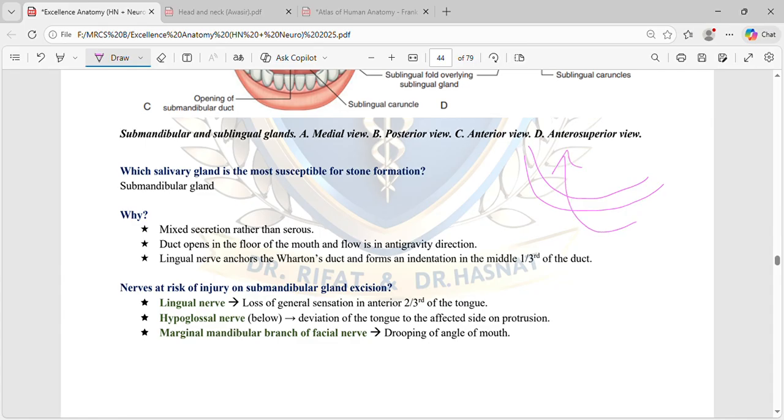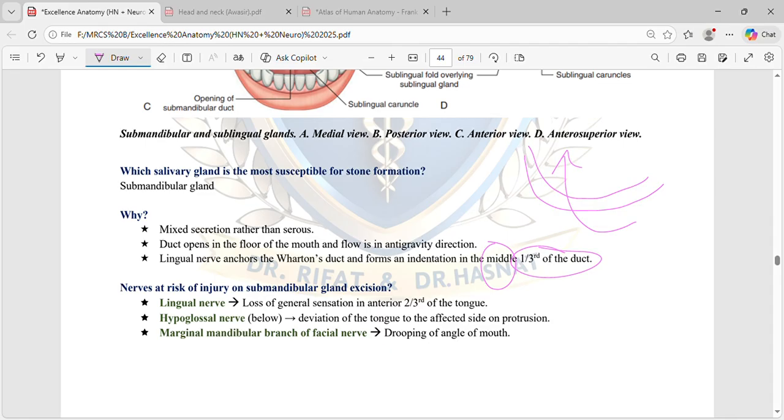The lingual nerve anchors the Wharton's duct and forms an indentation in the middle one-third of the duct, because the duct goes above the nerve and then below it. So all these result in stasis of the secretion, and it will cause stone formation.